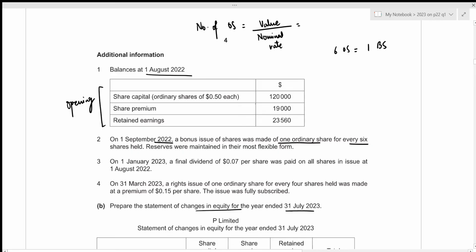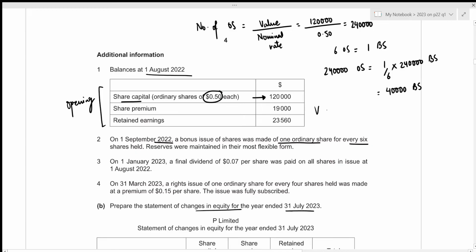So in this case, at the opening date, we have the total value of our ordinary shares or share capital to be 120,000. And the nominal rate is 0.5. This gives the number of ordinary shares to be 240,000. So we have 240,000 ordinary shares. Now let's utilize our unitary method. For 240,000 ordinary shares, we'll be providing 1 by 6 times 240,000 bonus shares. So this is going to be 40,000 bonus shares.